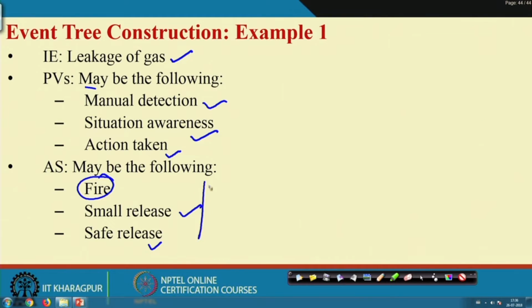So, how do you find that these are the accident scenarios? We have used an event tree. We know that if the pivotal events occur, that means the manual detection fails, situation awareness fails, action taken fails, and as you already have the hazard knowledge, design knowledge, and lessons learned, you will be able to find out under which path fire will occur, under which path safe release, and under which path small release. This is a simple example, but the concept and philosophy hold even for a complex example.